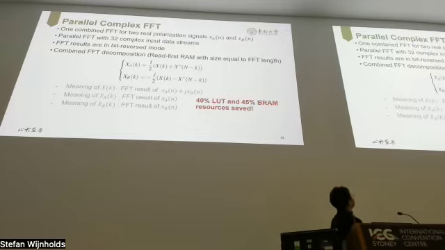And we do combined FFT decomposition using a read-first RAM with a size equal to the FFT length to get the FFT results of XA and XB using this equation. And we finally saved about 40% LUT and 45% DRAM resources using this design.